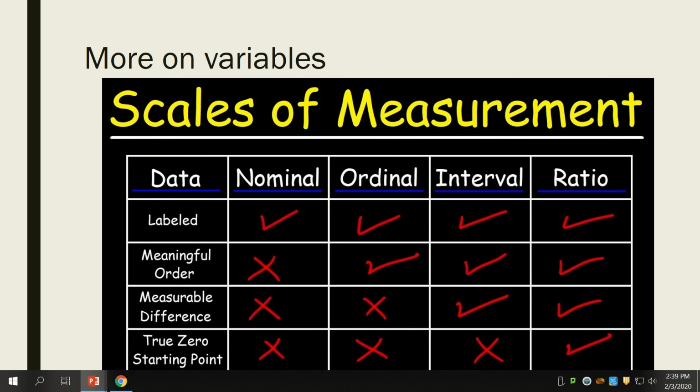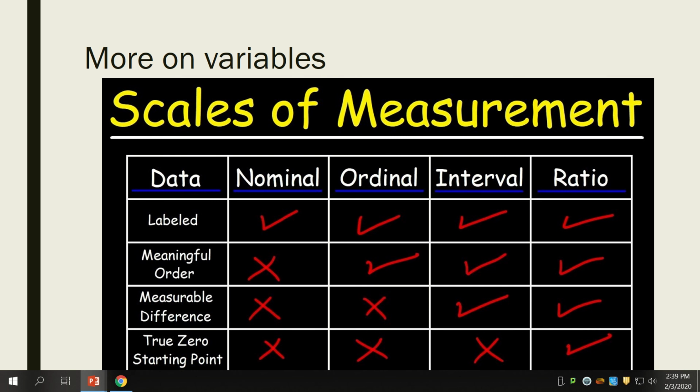Meaningful order: there's no meaningful order for nominal variables, right? Nominal variables are things like race, ethnicity, age group, anything like that. But ordinal, so on and so forth, measurable difference. There are measurable differences once we get to the interval level, and then there's a true 0 starting point for the ratio variables, however, not for the interval variables. Everyone good with this so far?